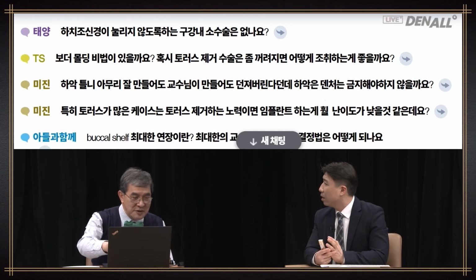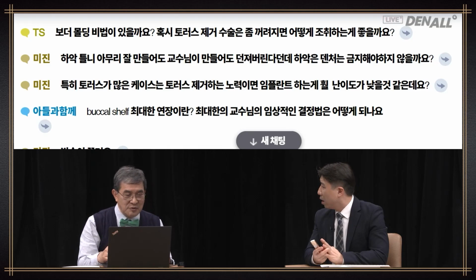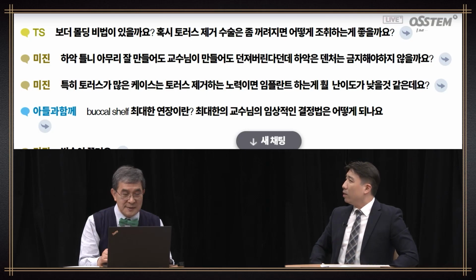Is there a tip in doing border molding? What actions can I take if I feel hesitant about removing the torus? Border molding will be addressed in the later part of my lecture.